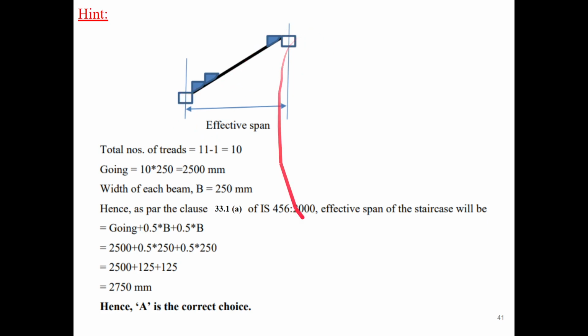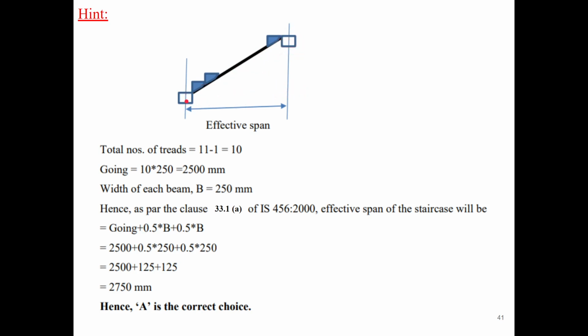This portion is 250. So as per clause 33.1a of IS 456:2000, for the effective span of the staircase, with beams running at the edges parallel with the risers, the axis being parallel to the axis of the riser, the effective span is the span of the stair, which is 2500, plus half of the beam width on both sides. So half of this beam width and half of this beam width, and the span.